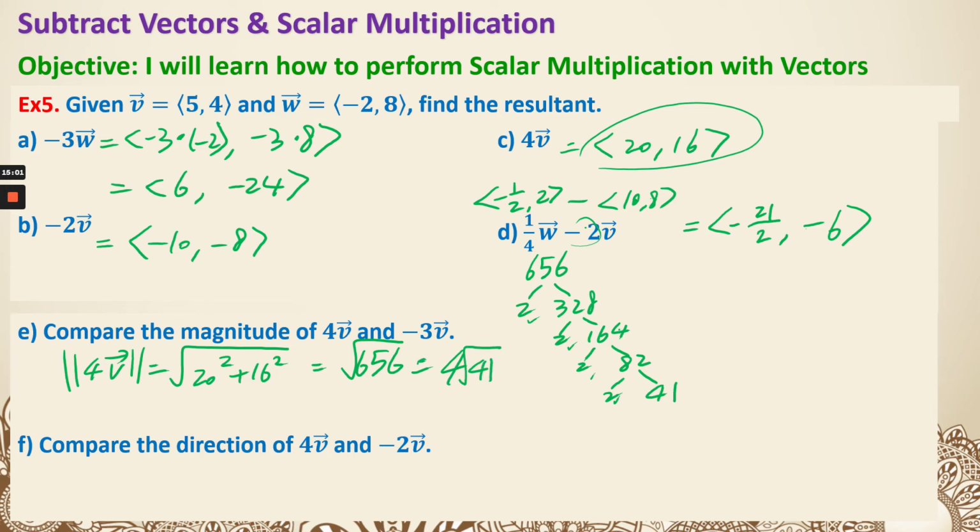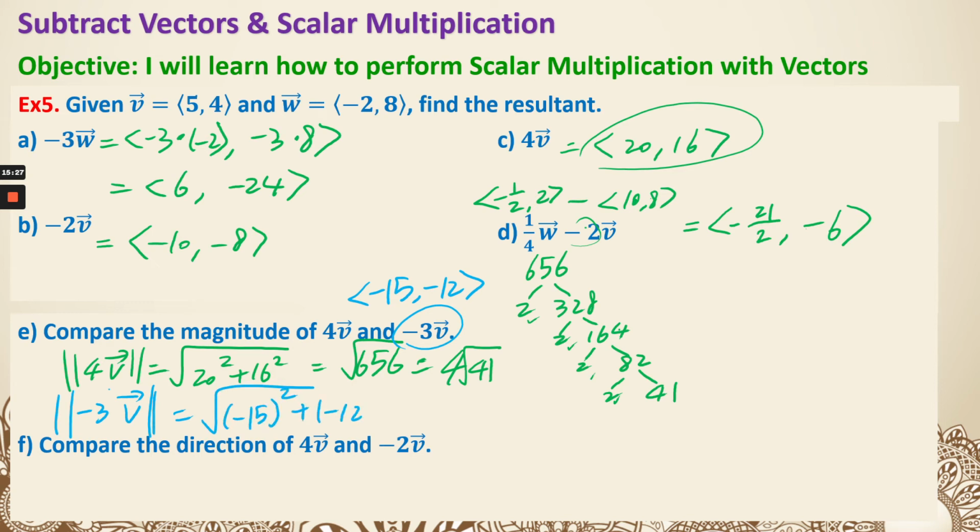Moving on, let's find the magnitude of negative 3v now. We don't have that calculated out yet, so we're just going to multiply everything inside v by a negative 3, which gives us negative 15 and negative 12. So negative 3v is going to give us the square root of negative 15 squared plus negative 12 squared. That is 369.